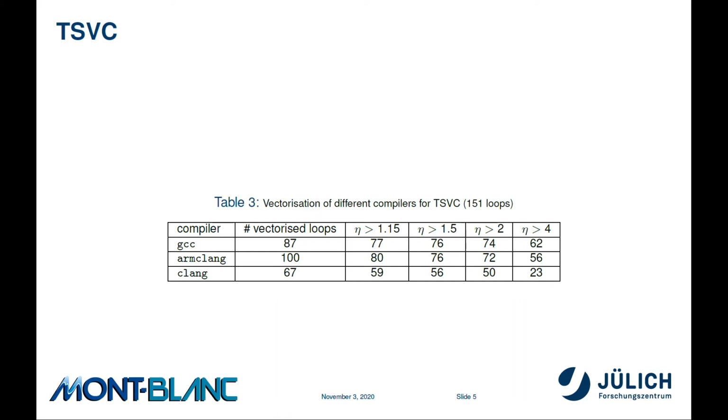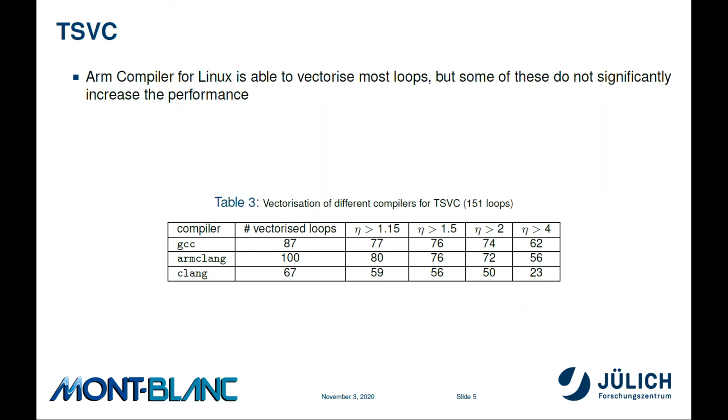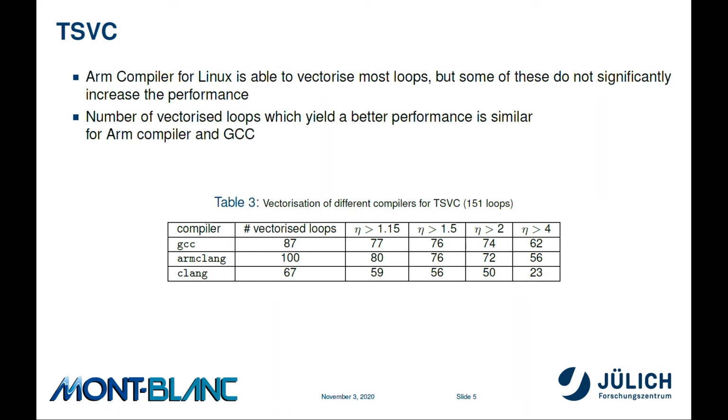In the right 4 columns, we report the number of loops which yield a vector efficiency of more than 1.15, 1.5, 2 and 4 respectively. We see that despite the ARM compiler vectorizing 13 more loops than GCC, some of these loops do not necessarily yield much better performance than those for which vectorization was disabled. The number of loops which do yield better performance is very similar between GCC and the ARM compiler. Clang is lagging behind a bit, with the number of vectorized loops around 20 less than the other two.